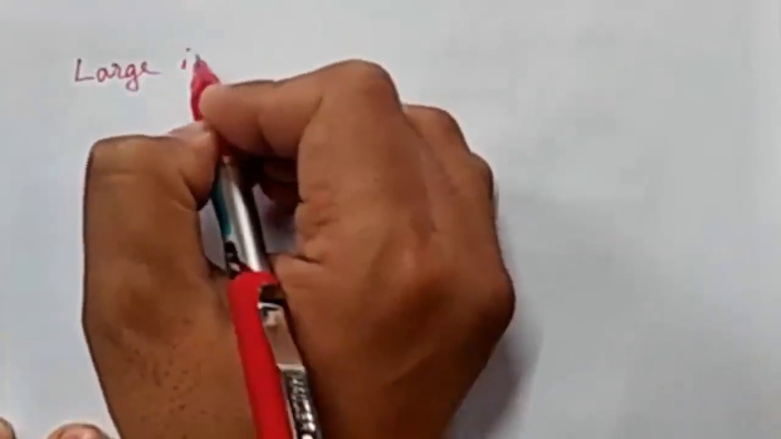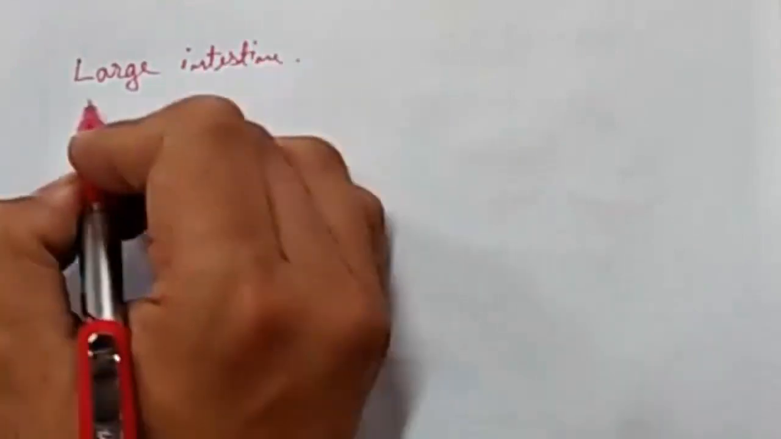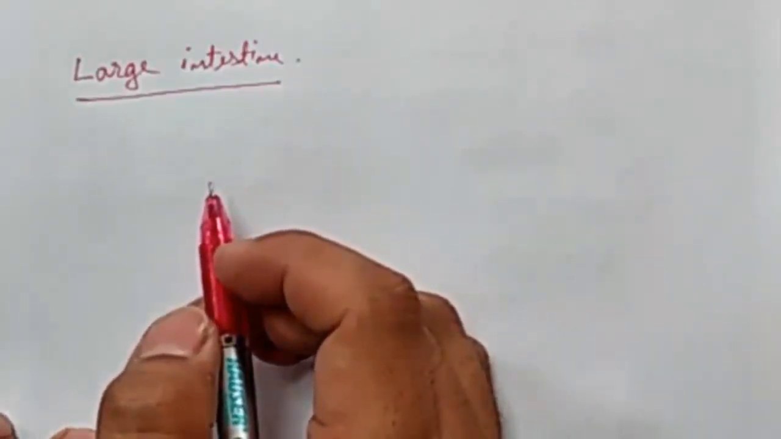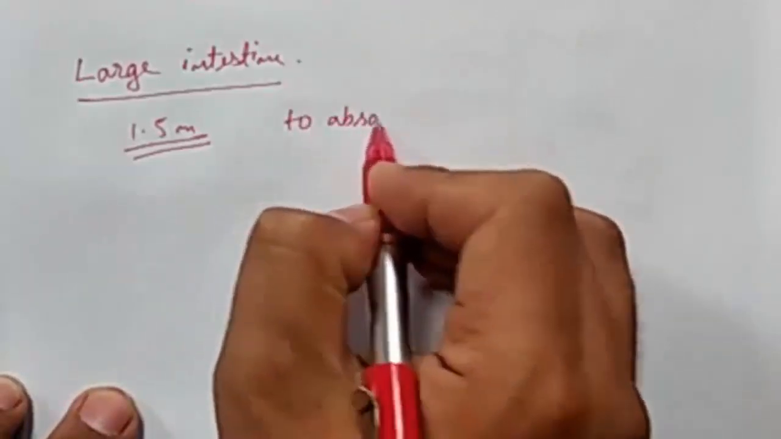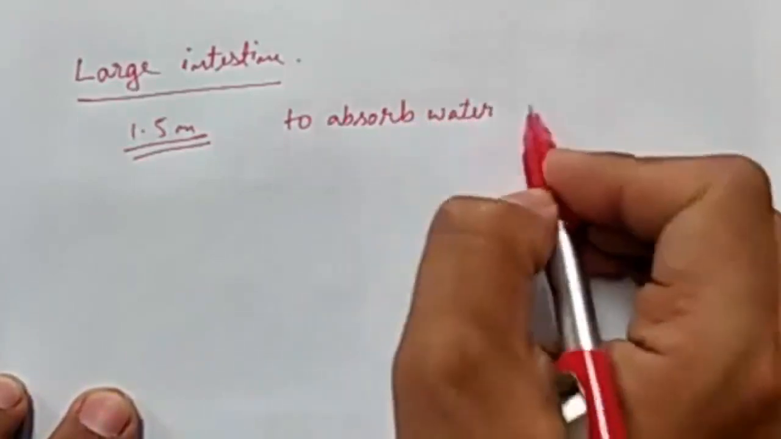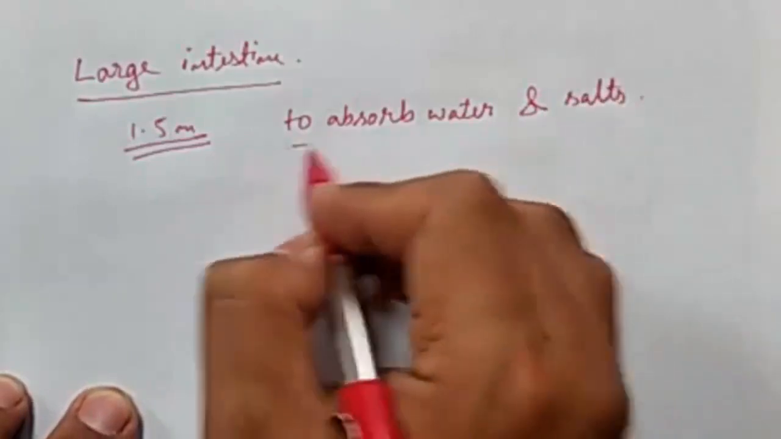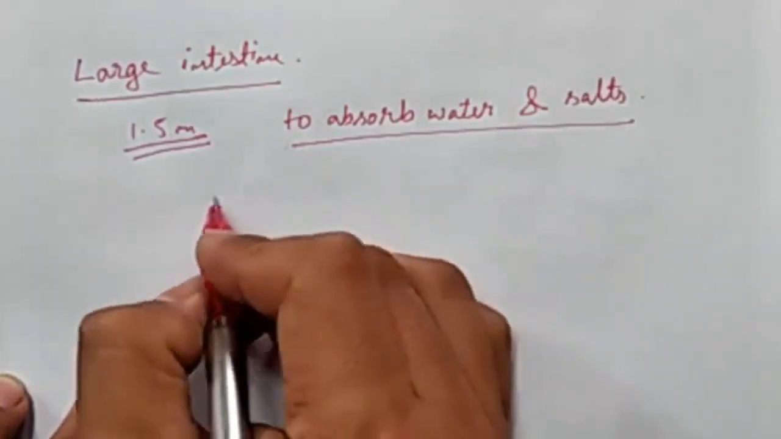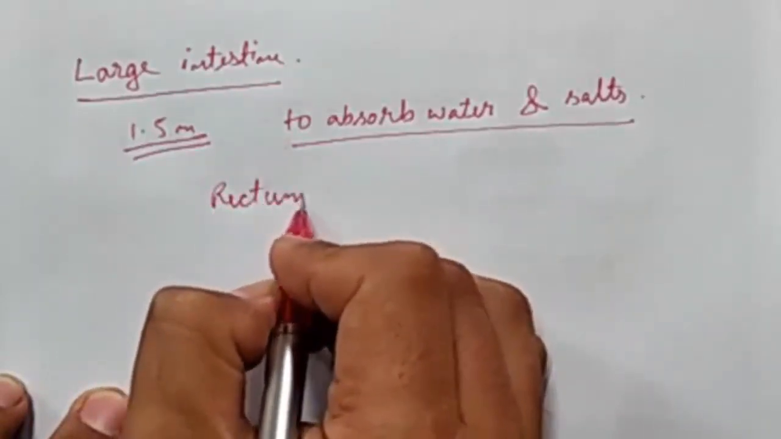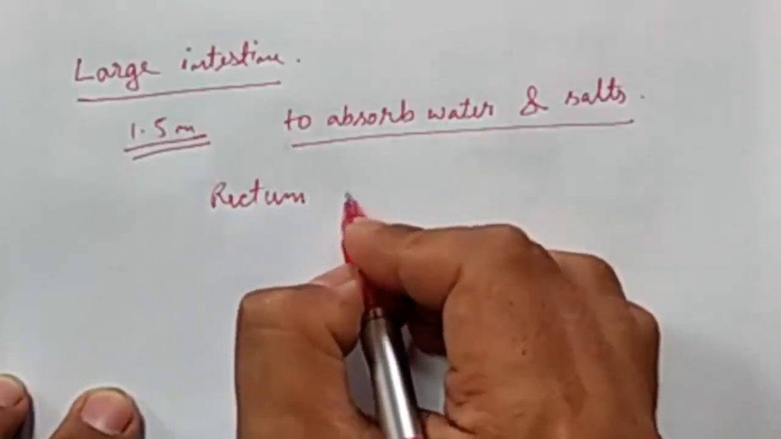Let's see the large intestine. The large intestine is wider and shorter as compared to the small intestine. It is about 1.5 meter, which is very short as compared to the small intestine, which is about 7.5 meter. The function of the large intestine is to absorb water and some salts from the undigested food material. The remaining waste passes into the rectum and remains there as semi-solid feces.